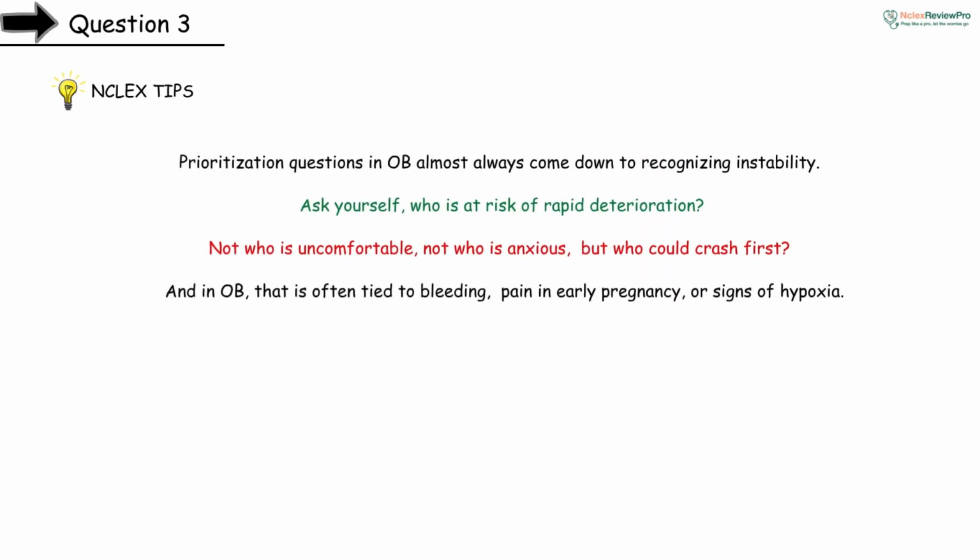NCLEX tips. Prioritization questions in OB almost always come down to recognizing instability. Ask yourself, who is at risk of rapid deterioration? Not who is uncomfortable, not who is anxious, but who could crash first. And in OB, that is often tied to bleeding, pain in early pregnancy, or signs of hypoxia. Let's build on this concept in the next question.